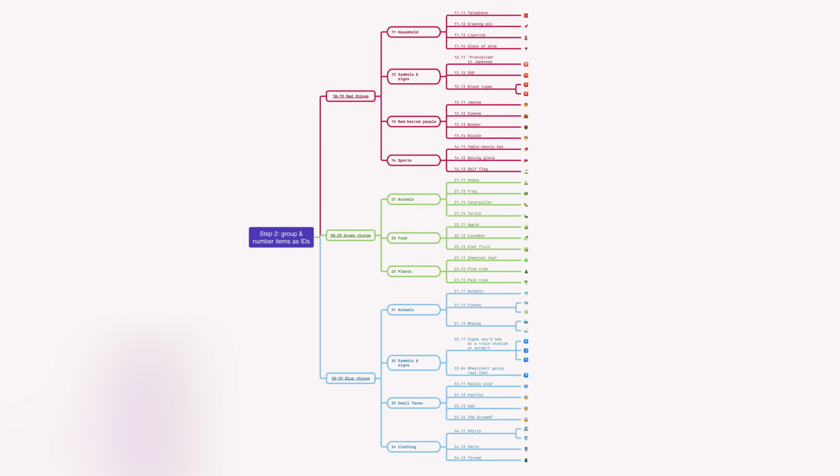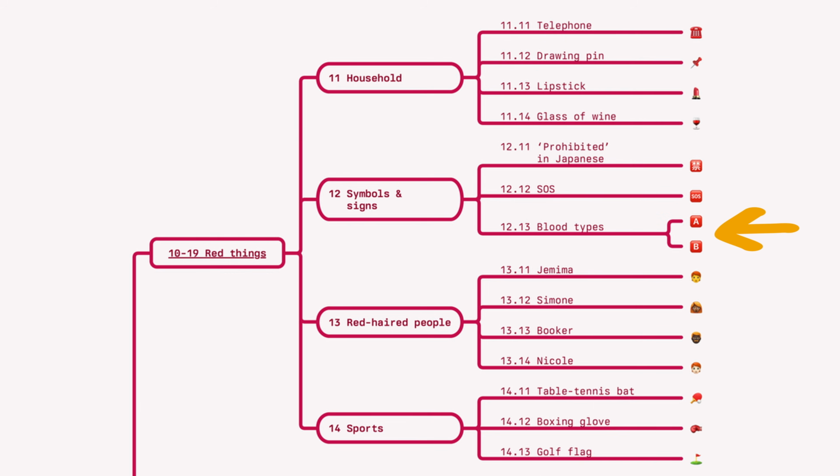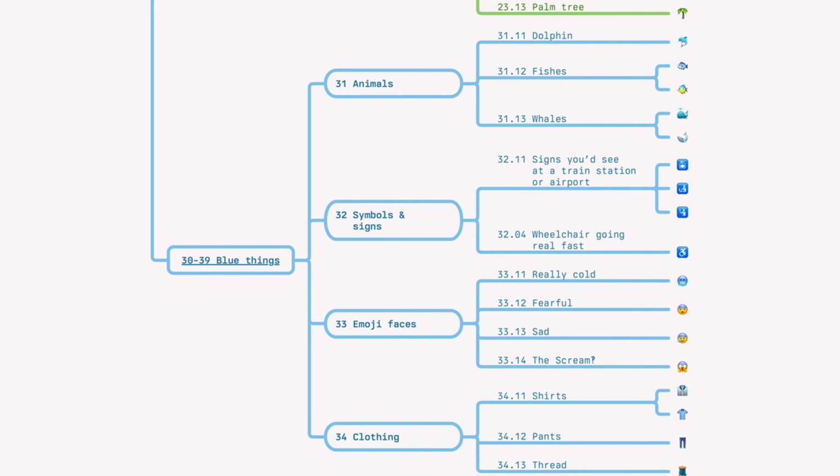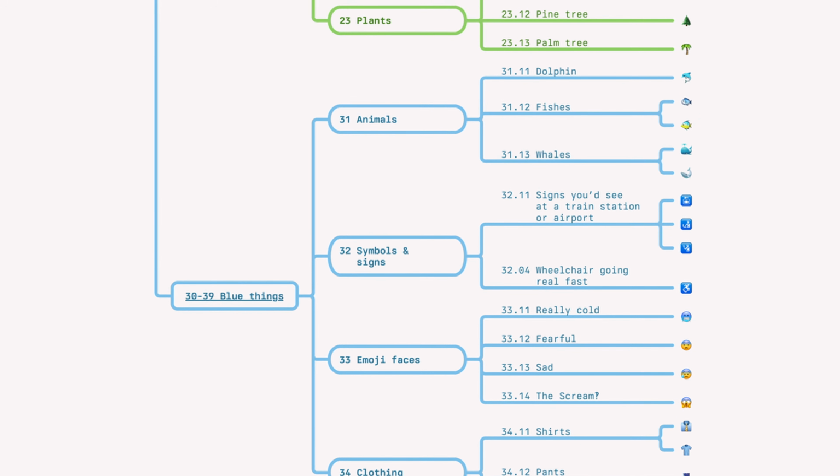Finally, create your IDs. Here we've consolidated some stuff. The 2 blood types became a single ID at 12.13. Similarly, fishes and whales got grouped together in category 31, as did some of the symbols in 32, and clothing at 34. And we've moved this diagram around a bit to show the structure of the system.